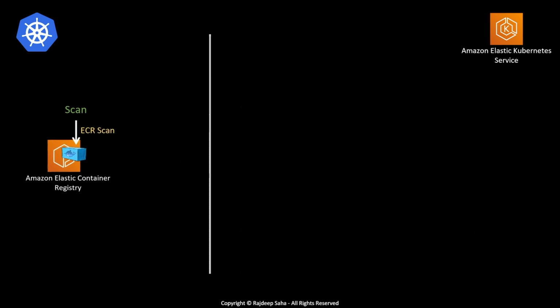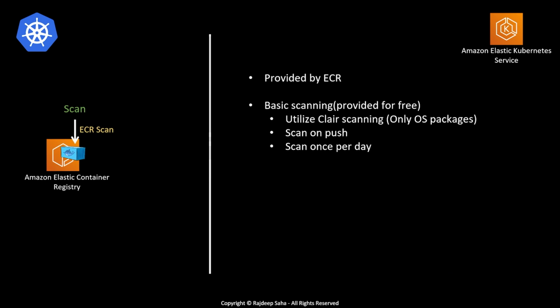So let's zoom in on the ECR scan. This scan is provided by ECR. There are two flavors of it. The basic scanning is provided for free. You don't pay anything. And this scanning utilizes Clair scanning. Clair is an open source scanning tool. But one thing to keep in mind is this only scans the operating system packages. This free scanning does not scan programming packages. You can scan on push for any container image pushed to this repository, or you can scan once per day.